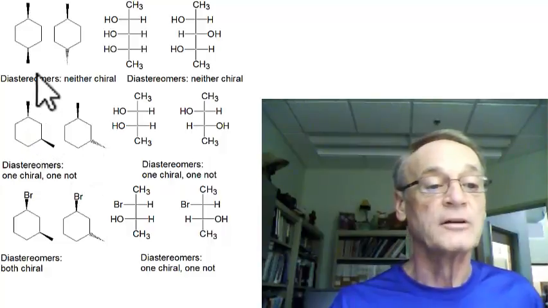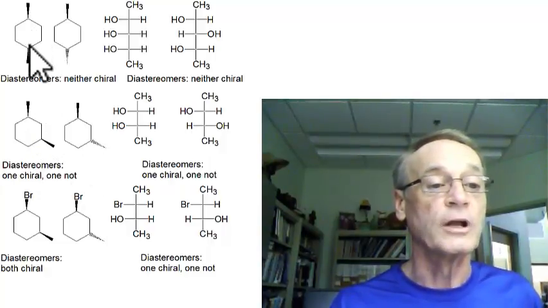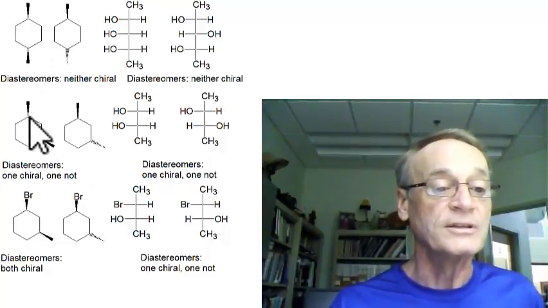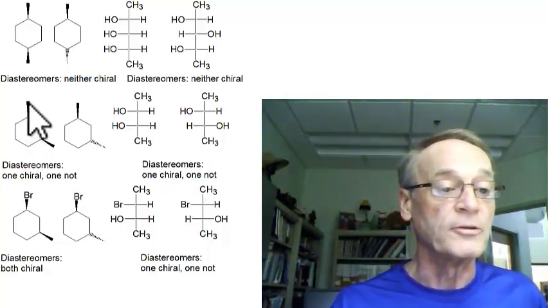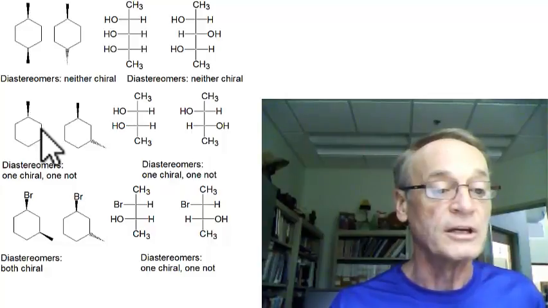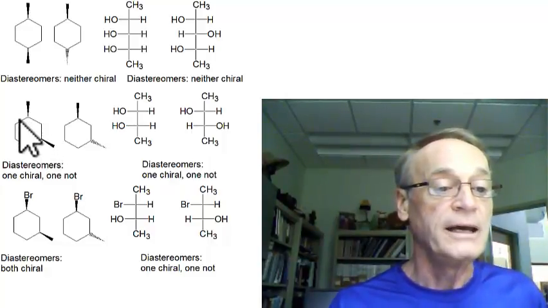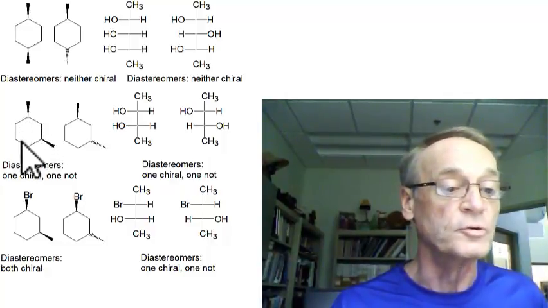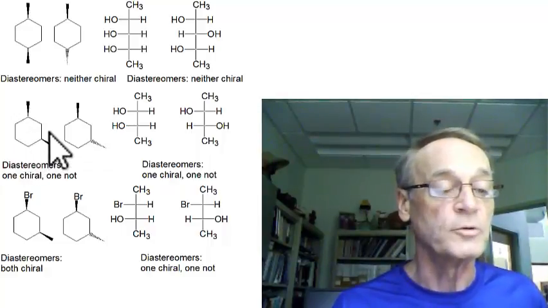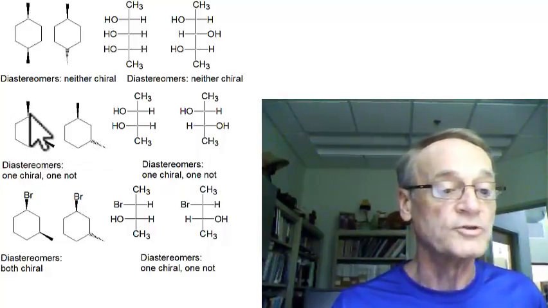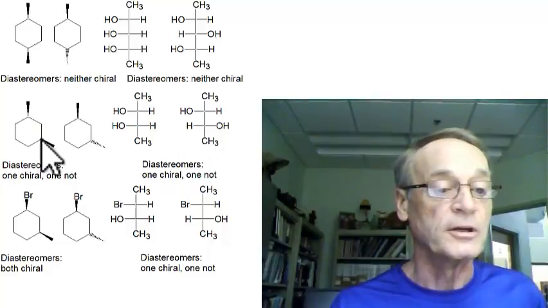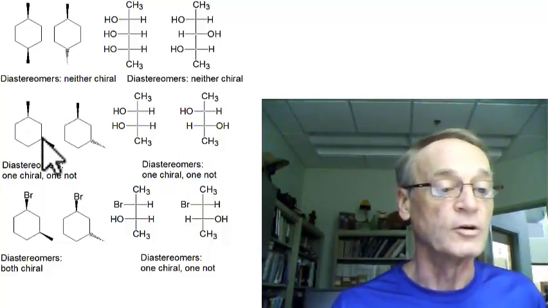Now notice that unlike these cases where these were not chiral carbons, this is in fact a chiral carbon right here, because it has four different groups. It has a methyl, a hydrogen, a CH2, and then a CH with a methyl. So four different groups here. You could assign that an R or an S. Same thing here, that's a chiral carbon. You could assign it an R or an S.